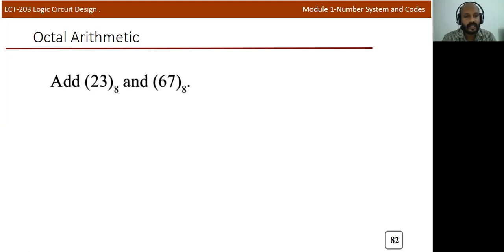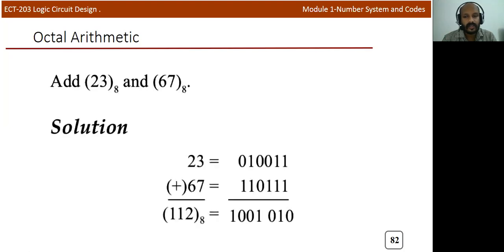So in order to add 23 in octal and 67 in octal, we can do it like this. We know that 23 is in octal. The equivalent 3-bit binary for 3 is 011, and for 2 it's 010. So here you can see the 2 and 3. Similarly for 67: 7 is represented as 111, and 6 is written as 110. So 110 111 is the binary equivalent of this octal number, and you can simply perform the binary addition here.